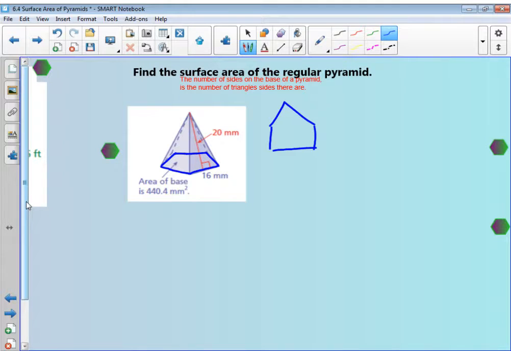I'm really bad at drawing those. I could probably grab one from up here. Right here's a pentagon. So it looks like that on the bottom. Okay, so we've got that bottom.